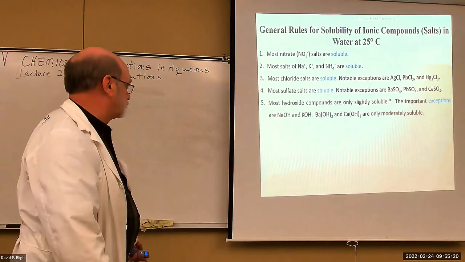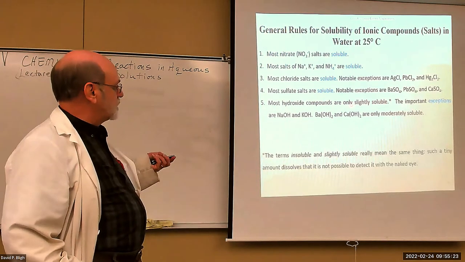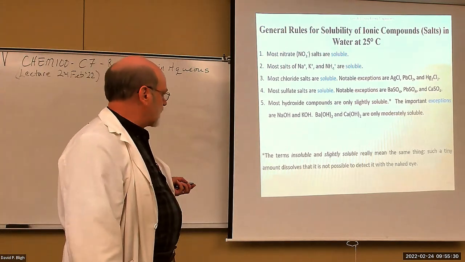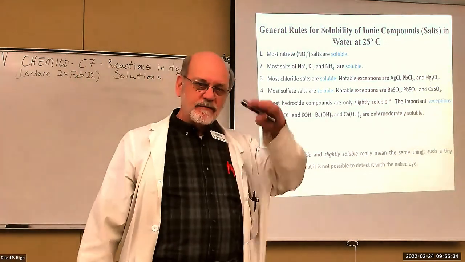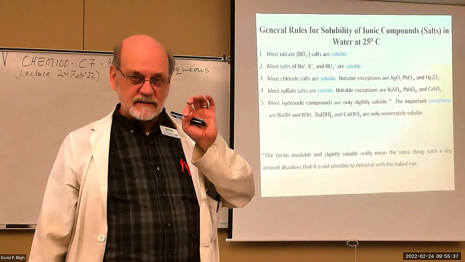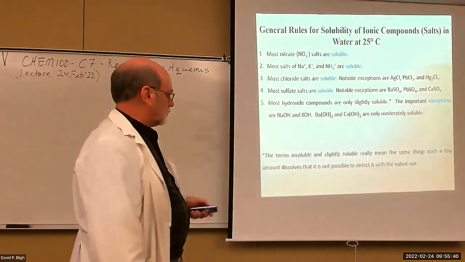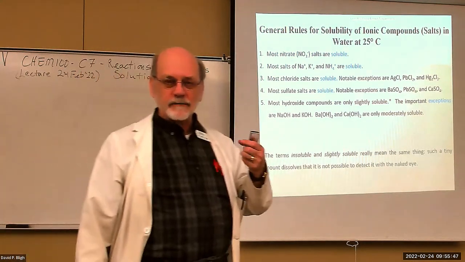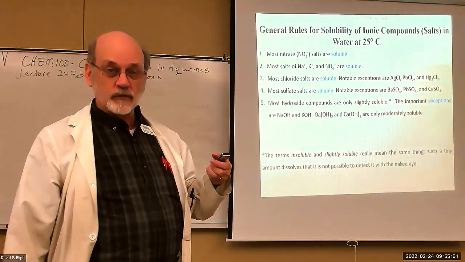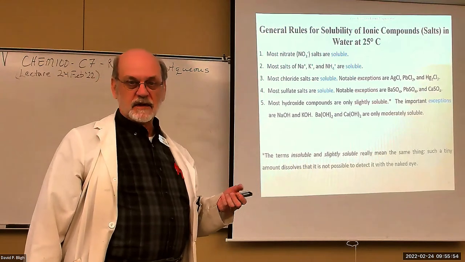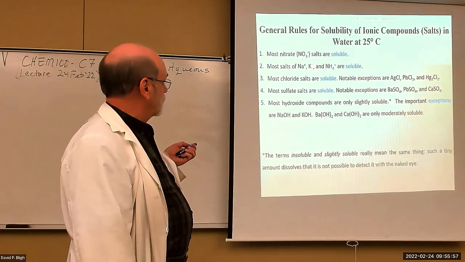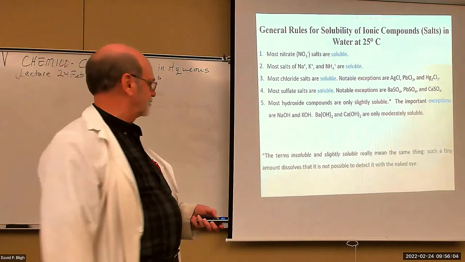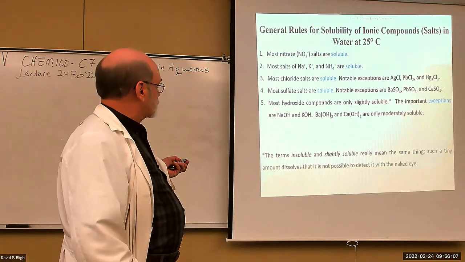Okay, other rules. Most hydroxides are only slightly soluble, and for our purposes, we can treat them as insoluble. When we say slightly soluble at this level, you can treat them as insoluble. There are exceptions. Here's a good example. If we have potassium hydroxide, the rule is hydroxides are insoluble, but we also know that potassium is soluble. So the tiebreaker is that potassium hydroxide is soluble. Sodium hydroxide is soluble.